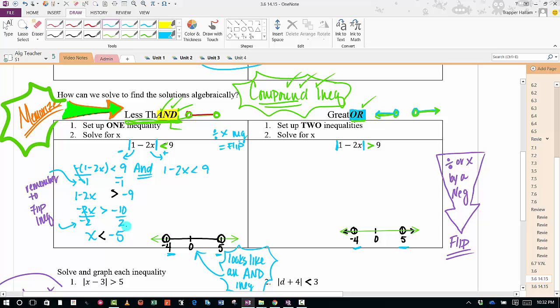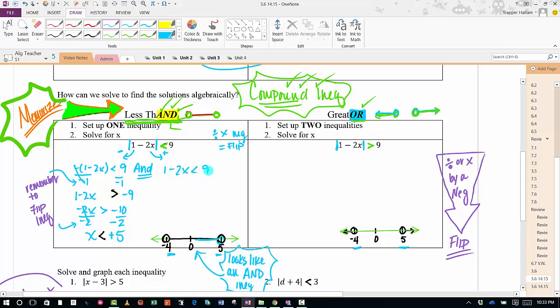Oh, that should be a negative there, sorry. That should be a +5. There it is. So 2 negatives make a positive, and this should be positive 5. So all my solutions are less than 5. Here's 5. It's an open circle because there's no equal sign underneath, and it says all my solutions are less than 5. So that's what I got so far.